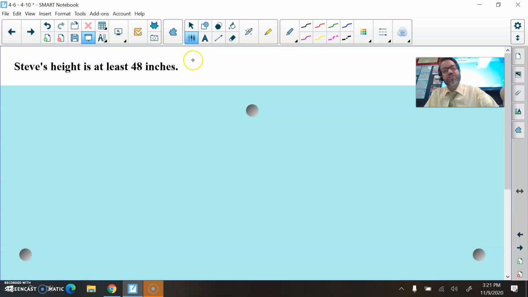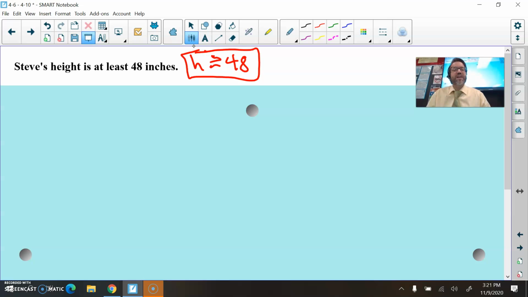So I'll just put H is greater than or equal to 48. His height is at least 48 inches tall. And again, you see at least, which can be confusing, but that means it can't be less than 48. It has to be greater than or equal to 48 inches.